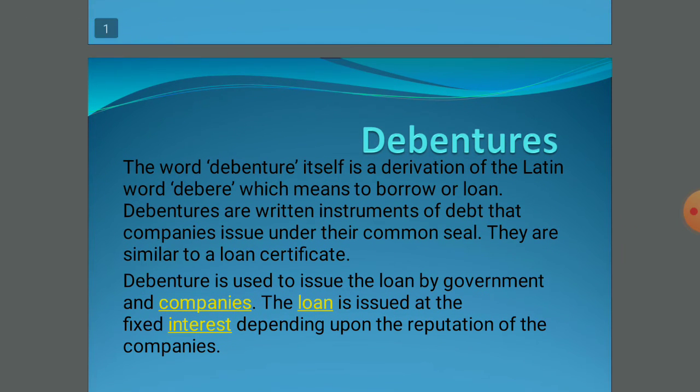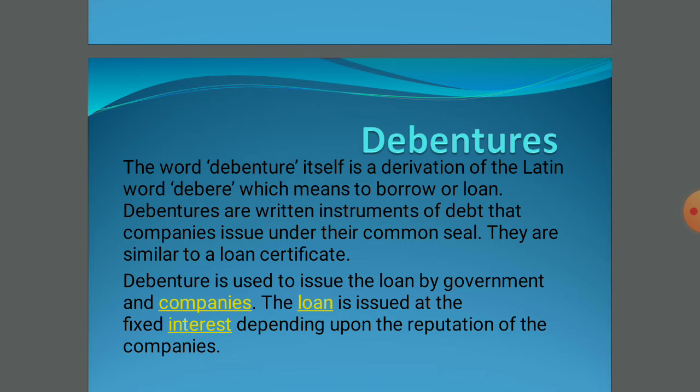The first borrowed source is debenture. Now what is a debenture? It is a borrowing from the investor, or a loan which we raise from investors for a longer period of time, which becomes a part of fixed capital for the organization. Debenture is from the Latin word debere, which means to borrow or to take a loan.